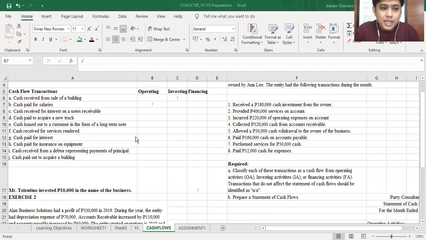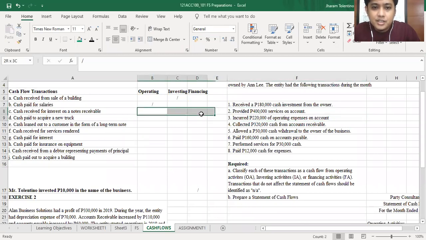Next, cash received for interest on notes receivable. Ayan, nahati na naman tayo. We have operating and investing. Okay, reveal na natin yung sagot. That is operating. Hala, sir. Bakit hindi siya investing?